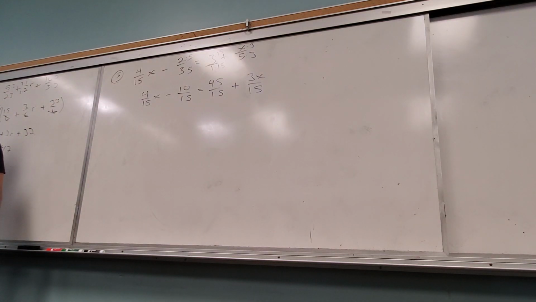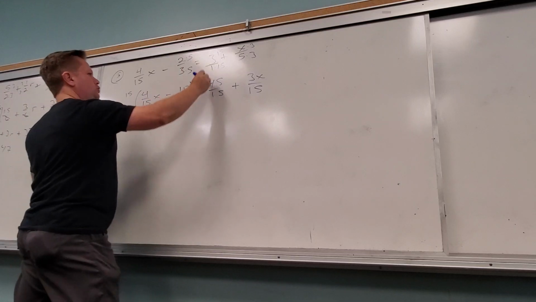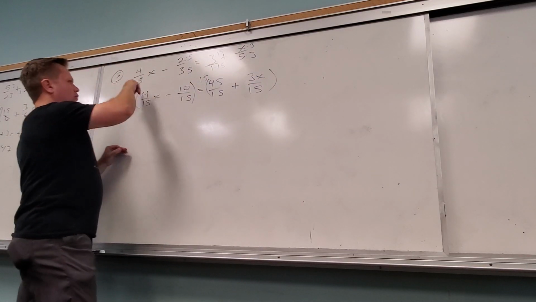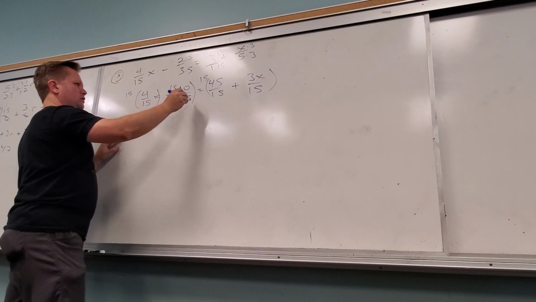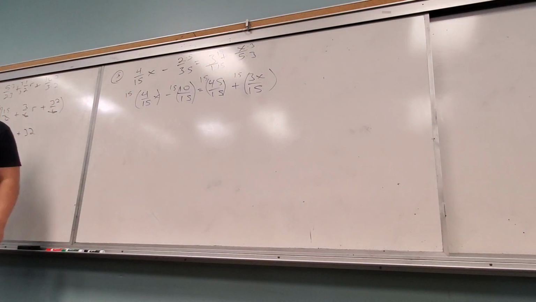Now I just have to multiply each thing by 15. And again, the rule is whatever you do to one side, you do to the other side, but I'm going to distribute it anyway, so I just kind of cut to the chase and multiply each term by 15. Because I'm going to distribute anyway.